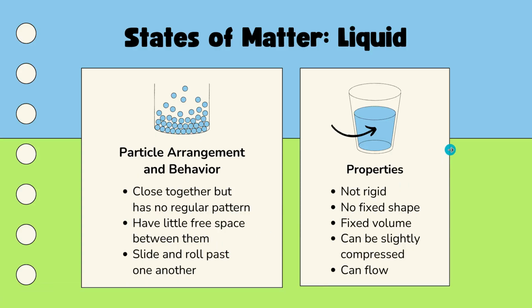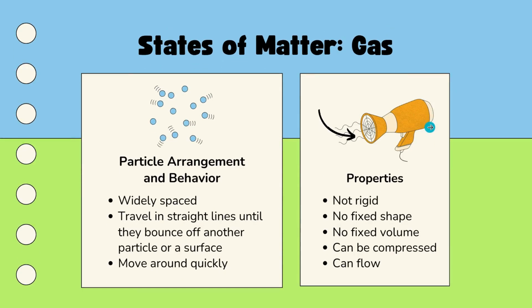What are some of the properties of liquids? Liquids are not rigid, they have no fixed shape, they have a fixed volume, they can flow, they are slightly compressible. Lastly, let's look at gases.